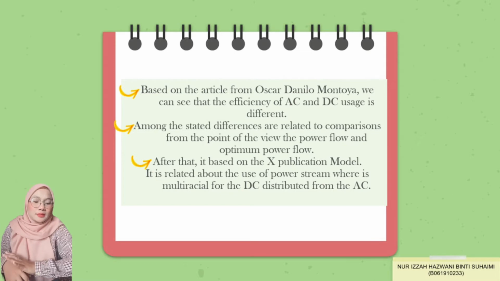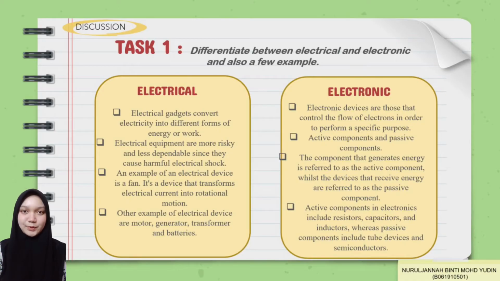Okay, so among the state differences related to comparison from the point of view of power flow and optimal power flow, after that is based on the X publication model. It is related to the stream where it's multiracial from the DC distribute from the AC. Then we go to task 1, difference between electrical and electronic device with a few examples.